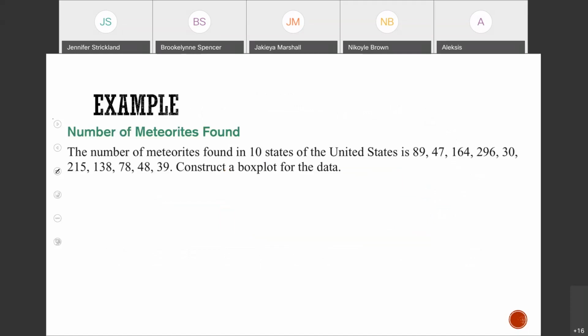Okay, so our example says the number of meteorites found in 10 states of the United States is, and we've got our numbers, and we want to draw a box plot for the data set. So maybe just jot down the numbers in your notes so that you've got them. And then we'll work on drawing our graph.